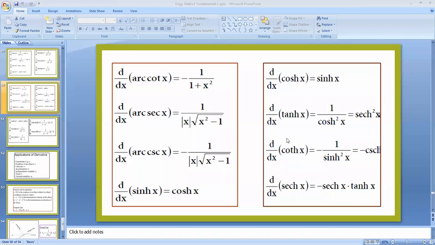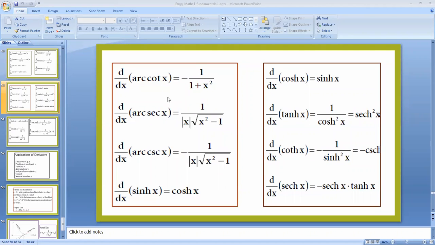Now then you know the next, that is d by dx of cot hyperbolic of x. It is minus cosec hyperbolic square of x. And cosec hyperbolic square of x means what? 1 by sine hyperbolic square of x. Okay. So then next is what? d by dx of sec hyperbolic of x. That is minus sec hyperbolic of x into tan hyperbolic of x.